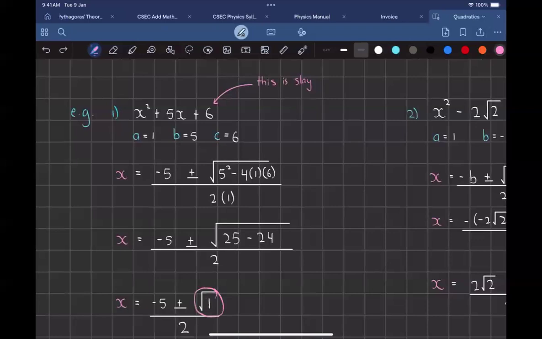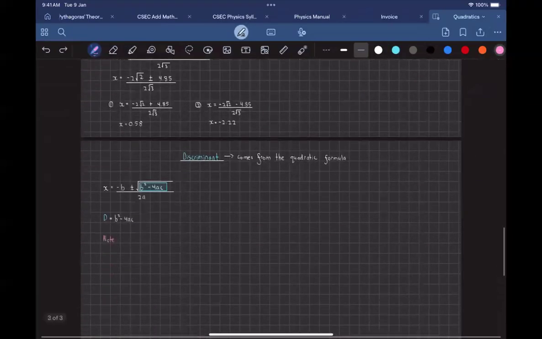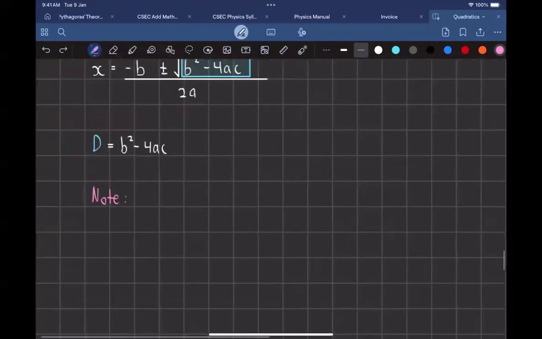What do you think this is, real or imaginary? Real. So if it's positive, it's a real solution. If it's negative, it's imaginary, because you can't find the square root of a negative number, can you? No. In a calculator, put in the square root of minus 25.